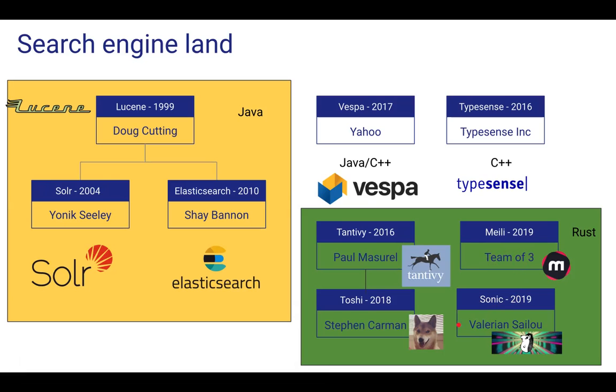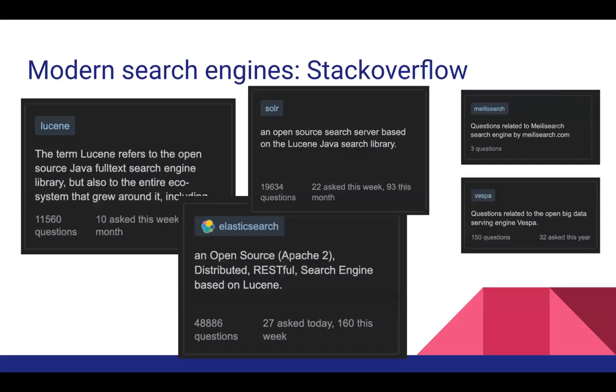And yeah, so I also did a bit of a check. I went on Stack Overflow and I checked how many questions there are on these technologies. And you can see that Elasticsearch is definitely the winner. It has almost 50,000 questions, right? And 27 were asked today. I was taking the screenshots in the morning today.